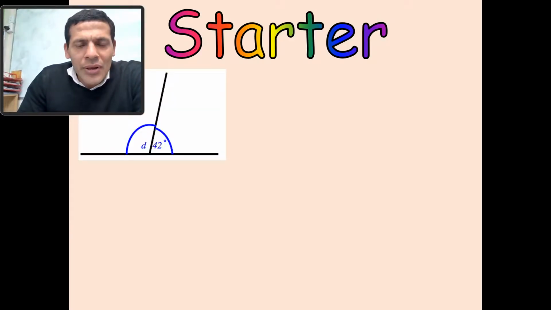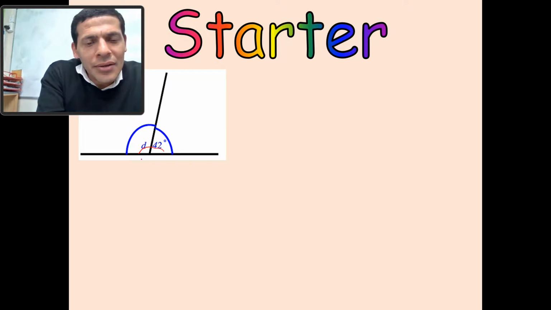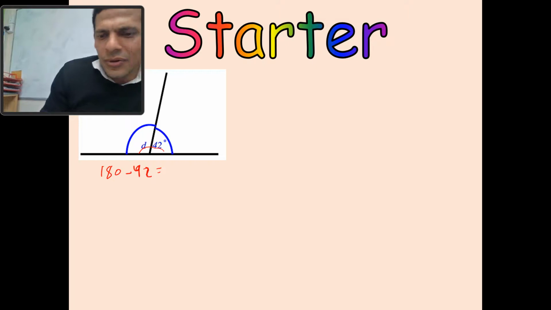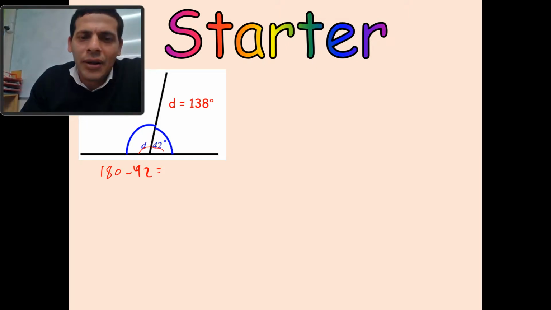So, just to recap what we had before: if we have a straight line, the angle on the straight line is 180. To find the angle D, we say 180 minus 42. So the D will be 138 degrees.